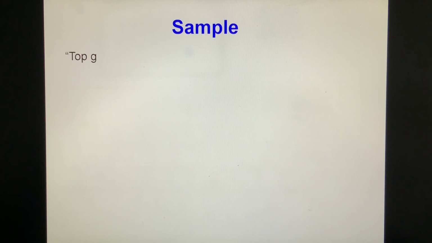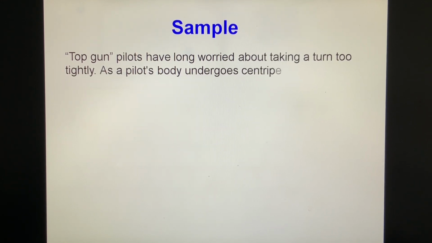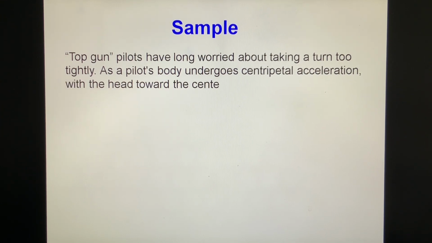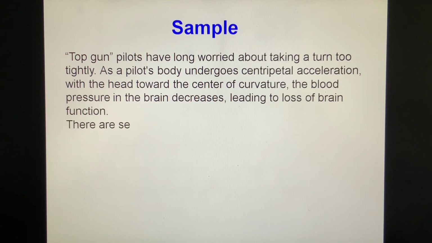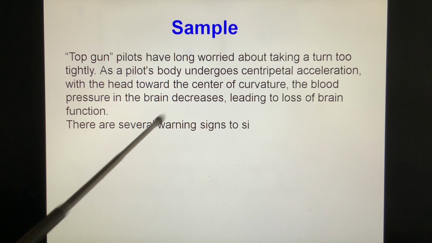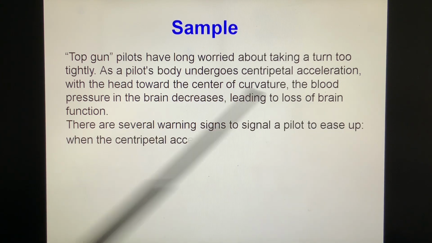Example. Top Gun pilots have long worried about taking a turn too tightly. As a pilot's body undergoes centripetal acceleration with the head toward the center of the curvature, the blood pressure in the brain decreases, leading to loss of brain function. There are several warning signs to signal a pilot to ease up.